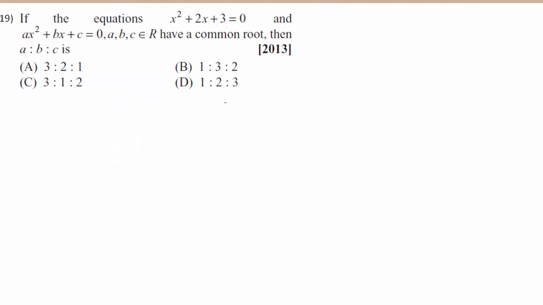Okay students, question 19 says if the equations x square plus 2x plus 3 equal to 0 and ax square plus bx plus c equal to 0, where a, b, c are real numbers, have a common root, then a is to b is to c is how much? Let's start solving.